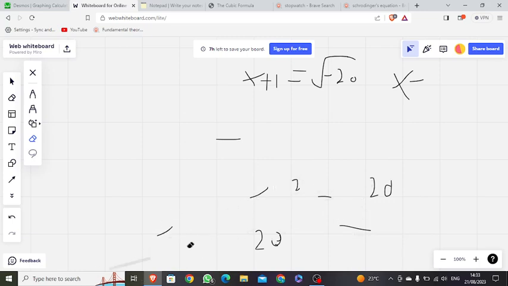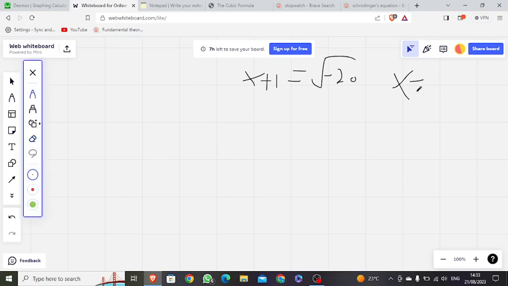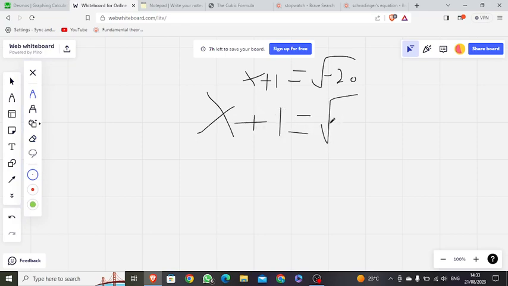So x plus 1 equals i root 20, because x plus 1 is going to equal the square root of minus 1 times the square root of 20, because the square root of minus 1 times 20 equals the square root of minus 1 times the square root of 20. So x plus 1 equals i root 20.